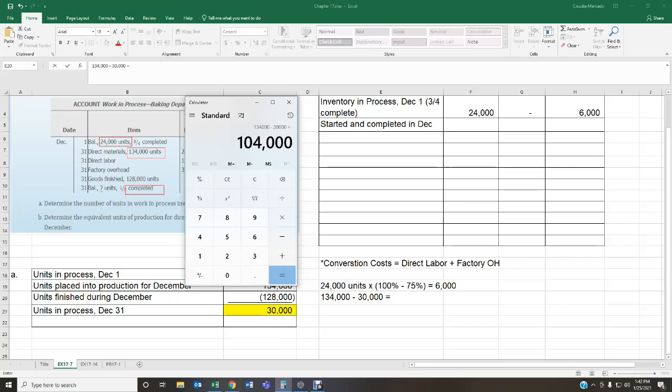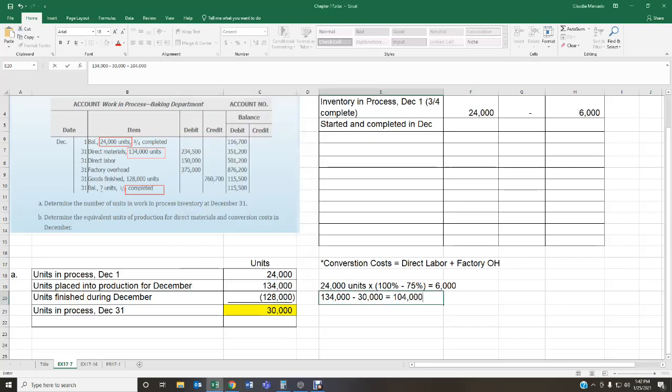That gives me 104,000 units. So these were the units that I started in December and I finished in December. What I did is I got my materials for the 134,000 units that I started this month. I deducted the 30,000 that are pending to be completed, and that tells me that I have 104,000 units that were started and finished during the month of December.